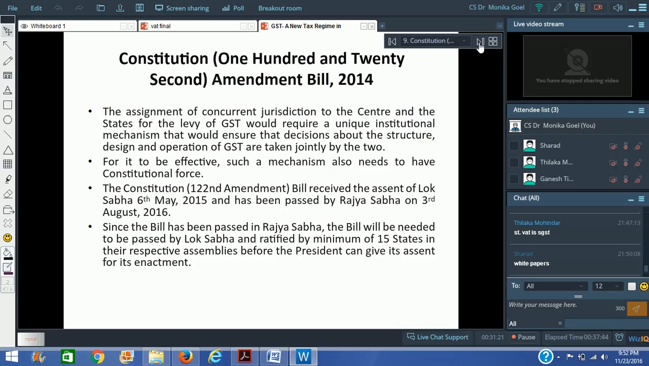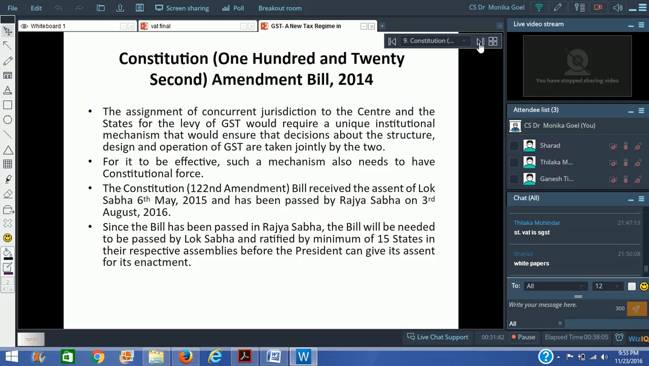So far, whatever taxes are levied by the central government are not levied by the state government, and whatever taxes are levied by the state government are not levied by the central government. Now, the GST Constitution Amendment Bill gave concurrent jurisdiction to both the centre and the states to levy GST, right?